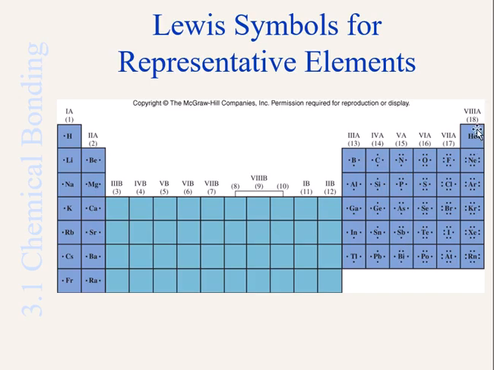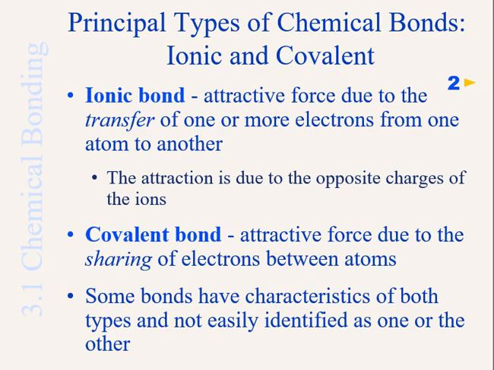Then all the way on the end, if you notice, these elements, except for helium, the noble gases, have 8 valence electrons, with each side occupied with 2 electrons per side. So this is how we make Lewis symbols. And with Lewis symbols, it will become very easy for us to depict ionic bonding and covalent bonding, which we will discuss in the next video.